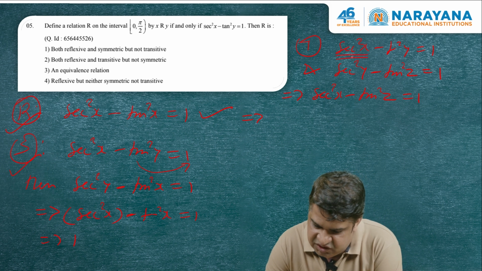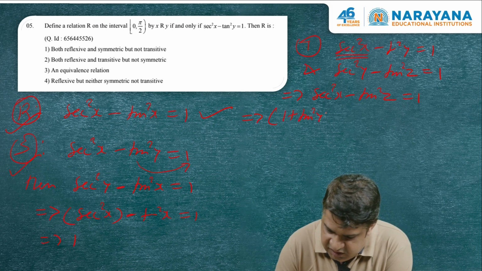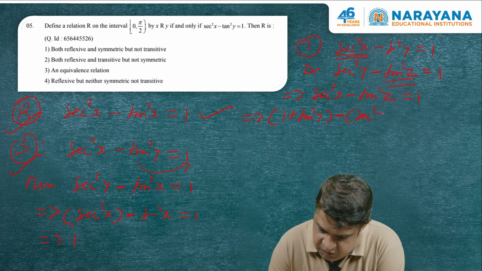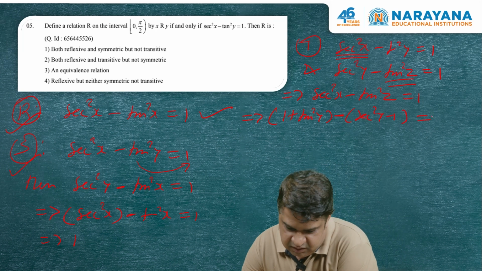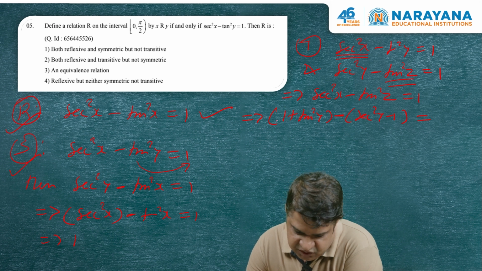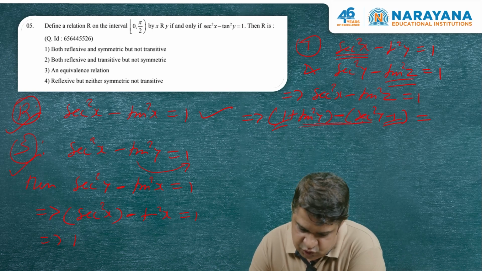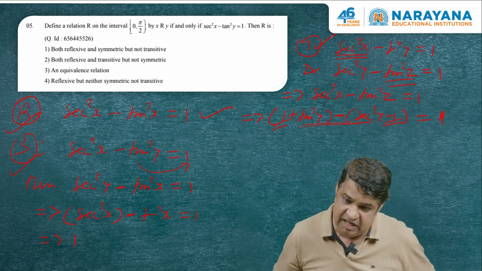From the first condition we know that sec square x is equal to 1 plus tan square y, and from the second condition we know that tan square z is sec square y minus 1. Now, if we simplify it, 1 plus 1 will become 2, and tan square y minus sec square y is minus 1. So, 2 minus 1 is equal to 1. So, it is also true. So, it is transitive also.